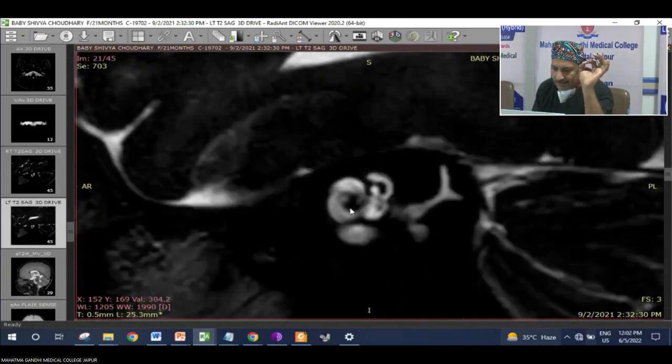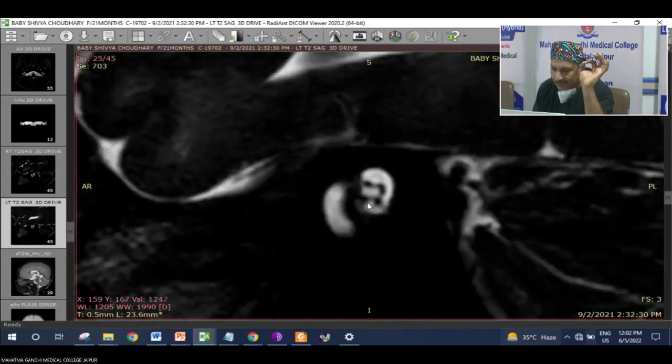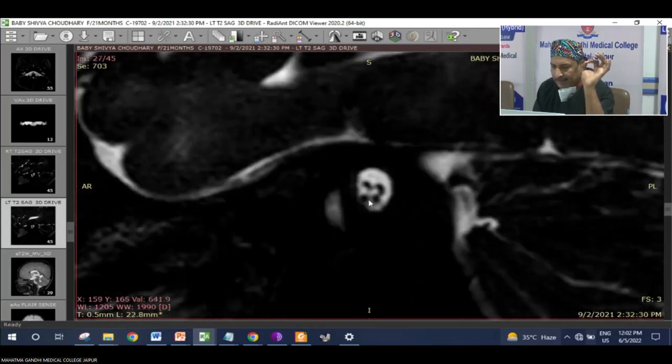See this. This is the cochlea, and this inferior nerve is the cochlear nerve. This is anterior-inferior. The anterior-superior is the facial nerve. Posterior-superior is the superior vestibular, and posterior-inferior is the inferior vestibular.